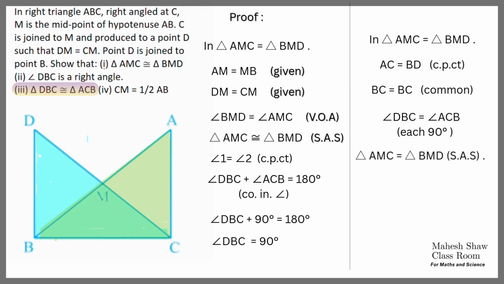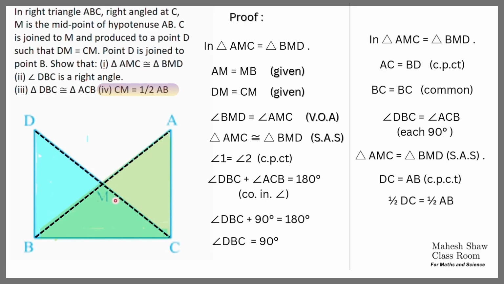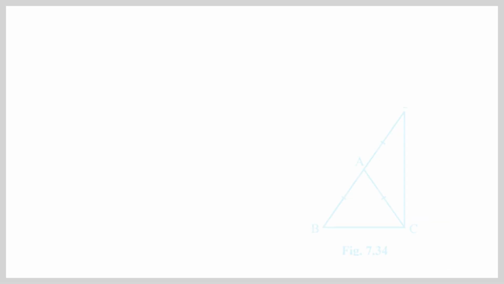In the fourth part, we need to prove CM equals half AB. Now, since triangle DBC is congruent to ACB, we can say that DC equals AB, that's from CPCT. Now, multiplying by half on both sides, half of DC can be written as CM, as DM is equal to MC. So, therefore, CM equals half AB.